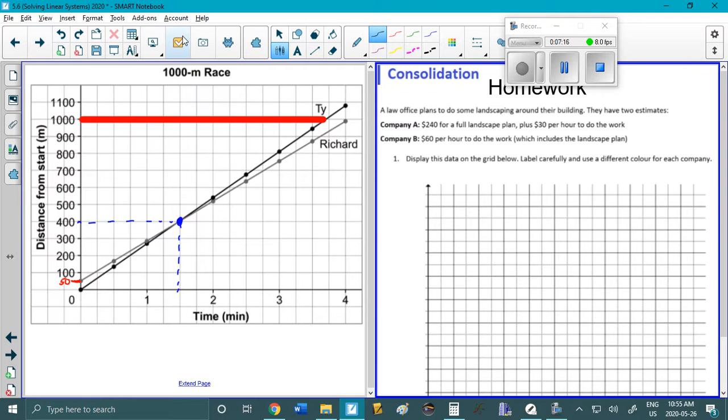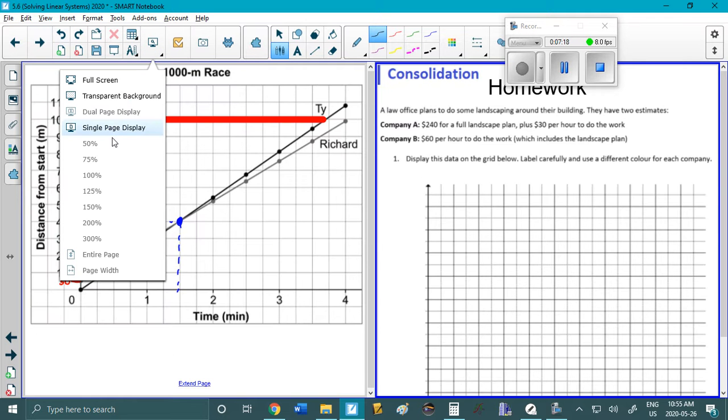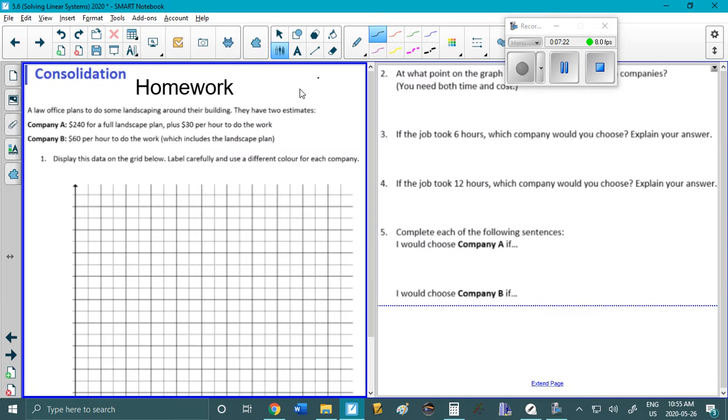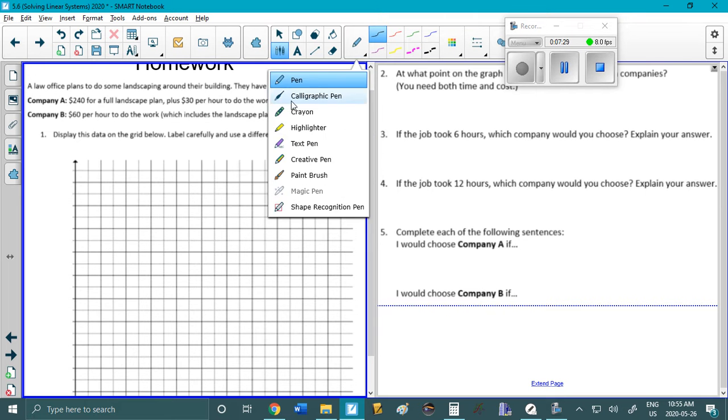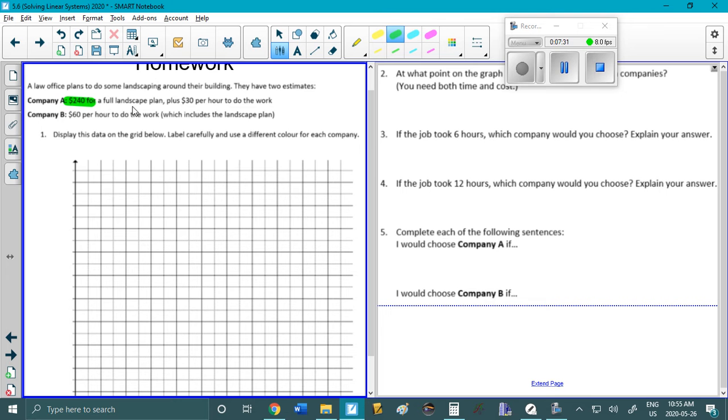And finally, and this is it, quickest day ever, I have got some homework for you. So, a law office plans to do some landscaping around their building. They have two estimates. Company A is $240 for the plan and $30 per hour, so that's my rate of change. Company B is $60 per hour, so that's my rate of change. And that includes the plan, so that means there's no initial cost.